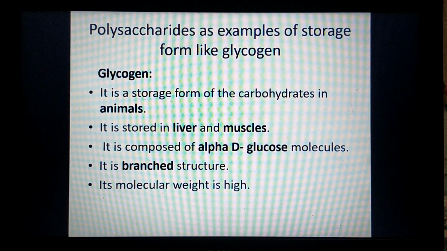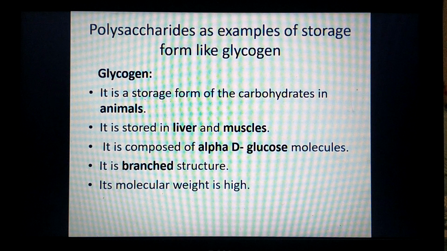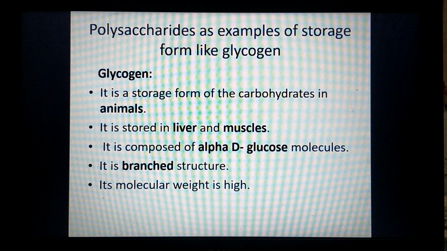It is a storage form of carbohydrate in animal tissue. It is mainly stored in liver and muscles. There is a limitation for storage of glycogen in our body. Roughly about 5% of the liver weight and 1% of the skeletal muscle weight of the body is the limit for storage of glycogen.